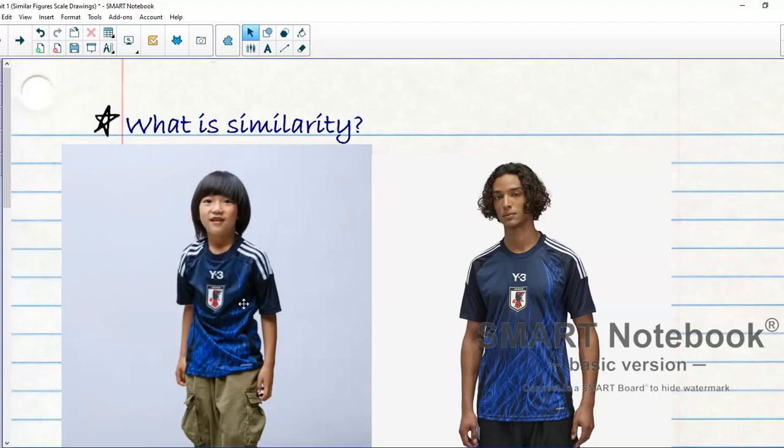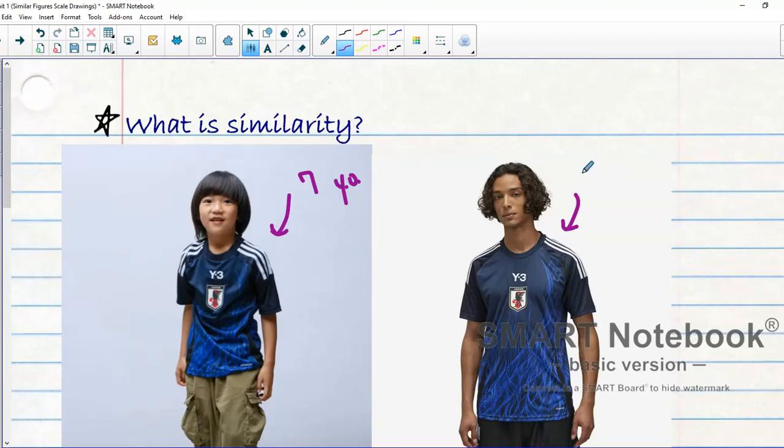But speaking of sizing, when we look at these two jerseys, do you consider these jerseys to be similar? And what do we mean by similar? Well, one is they have the same shape, right? So you don't look at this jersey and think that it has nothing to do with this. It's the same design, same company, just different sizes. So this one, probably like that's what a 7-year-old wears. So this is the 7-year-old version of the Japanese jersey, and this is the adult version, probably an adult size medium, of the same jersey. So same shape, different size. That's what we're talking about here, all right?